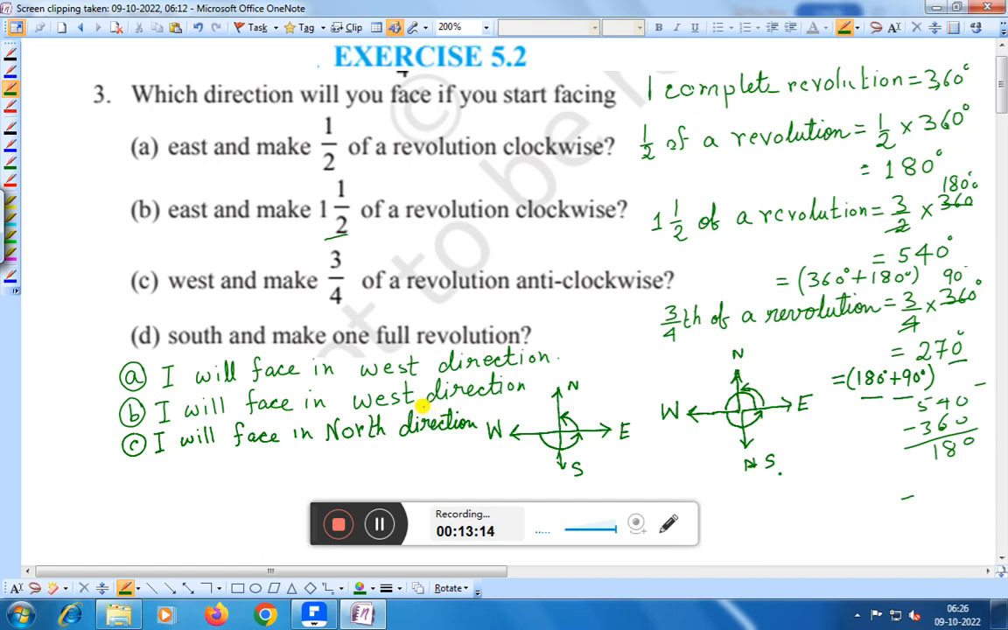Now question number D. South and make one full revolution. South and make one full revolution, right?